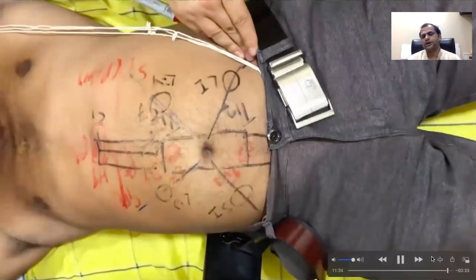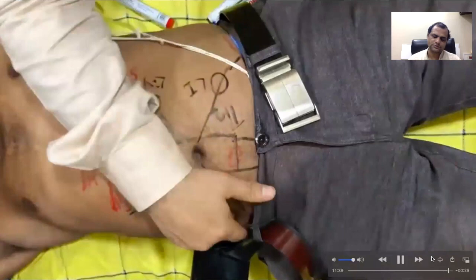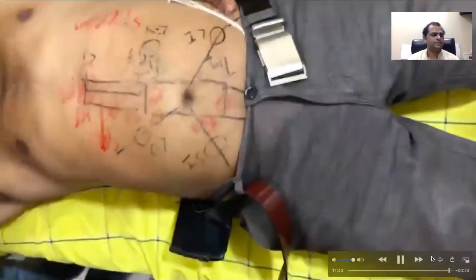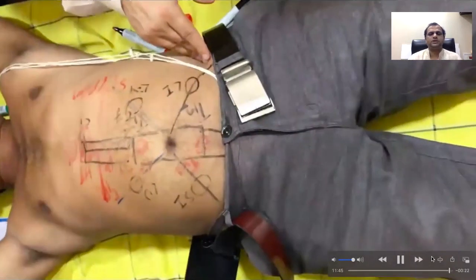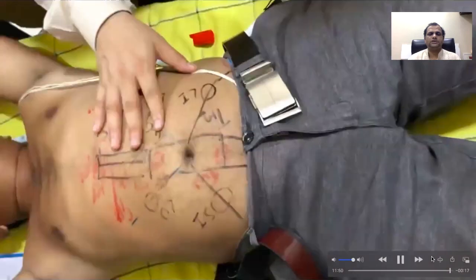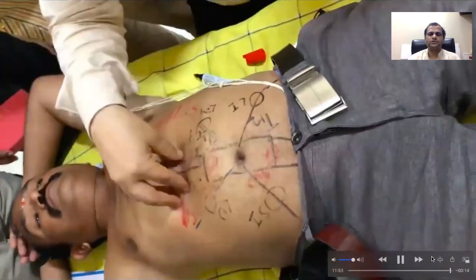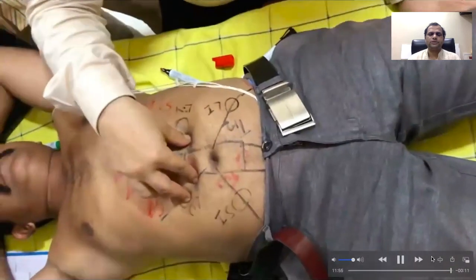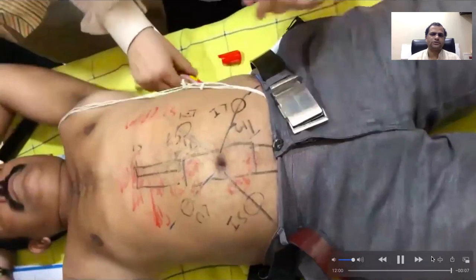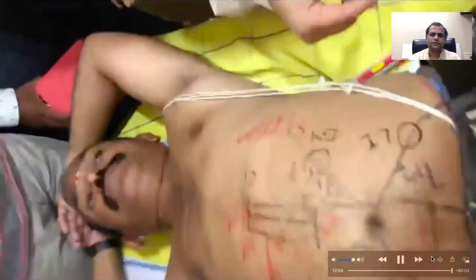If you just treat the point you got with the help of this diagnosis, then you will see the person getting relief in the body. Whatever the problem is, maybe brain disorders, maybe stomach related disorders, or any different types of disorders, we can rectify the problem.